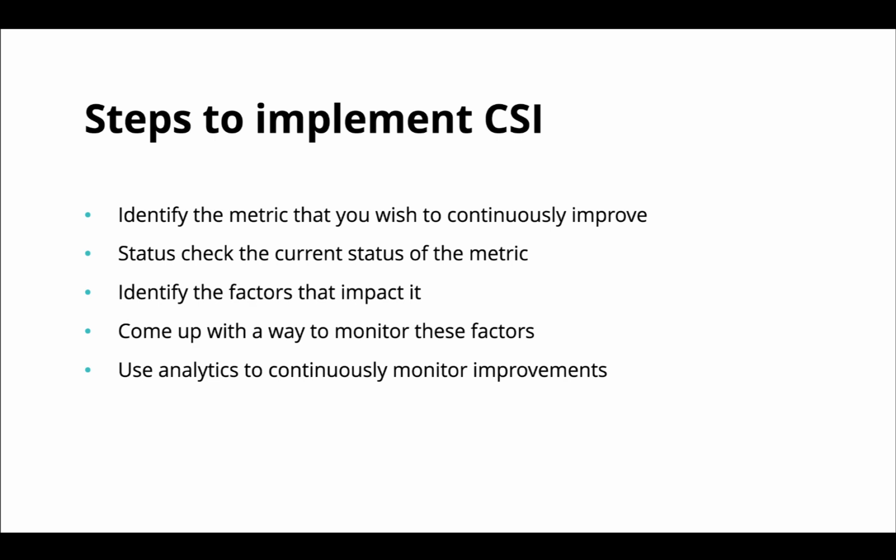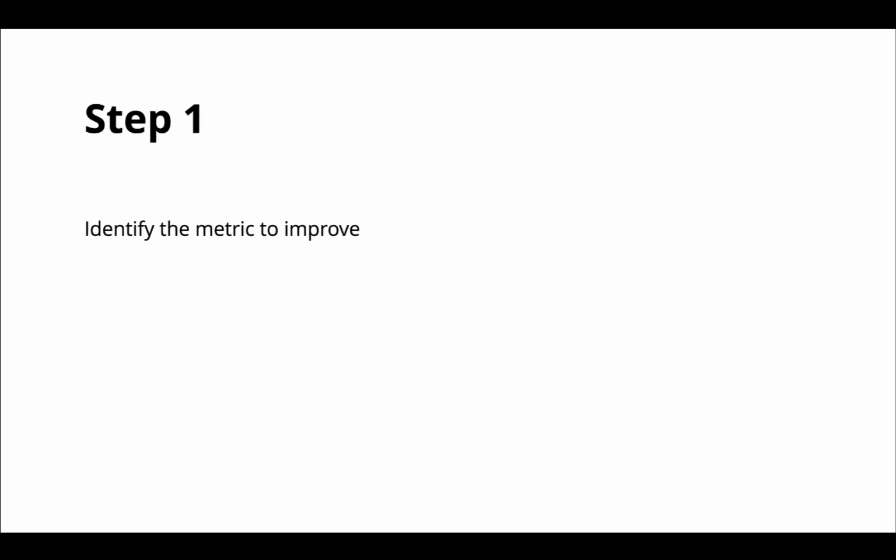And after that, we have to identify the different factors that impact request resolution times, and then we'll have to come up with a way to monitor these factors. And finally, the final step is to use analytics to continuously monitor improvements so you make this improvement part of your continuous cycle. All right, so we've already completed the first part, that is identifying the metric that we want to improve on, which is resolution time.